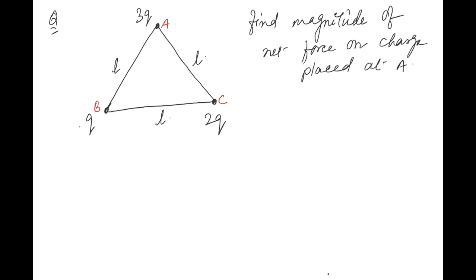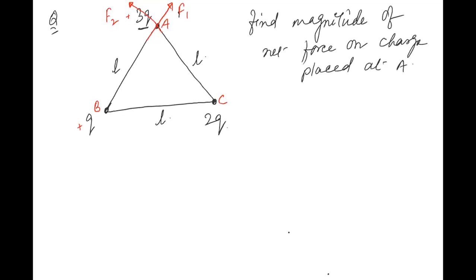अच्छा, Q is positive, 3Q is also positive, so there would be a repulsion like this. 2Q is positive, 3Q is also positive, undoubtedly there will be again a repulsion like this. Let me call this force as 1, this force as 2. तो पहला स्टेप तो यह है कि just see whether the force is repulsive or force is attractive. तो मैंने देख लिया कि both the forces which is acting on 3Q is repulsive.